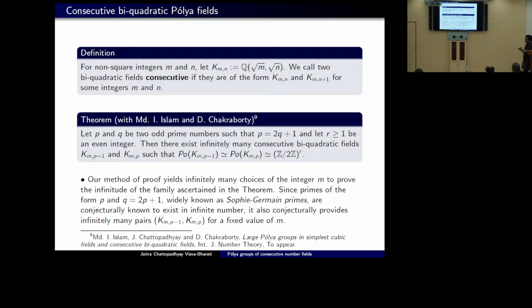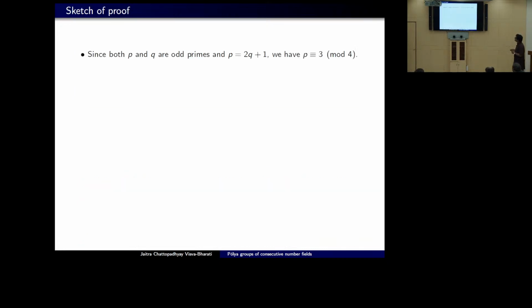So if you want to keep m fixed and vary p, then we have to rely on a conjecture of the infinitude of Sophie-Germain primes. So if you want to have a result saying that there exist infinitely many such pairs where the first coordinate K(m) is fixed and the second coordinate is varying, then we have to rely on the conjecture. But apart from that, this result is unconditional if we are allowed to vary only m. So let me give just a sketch of this proof.